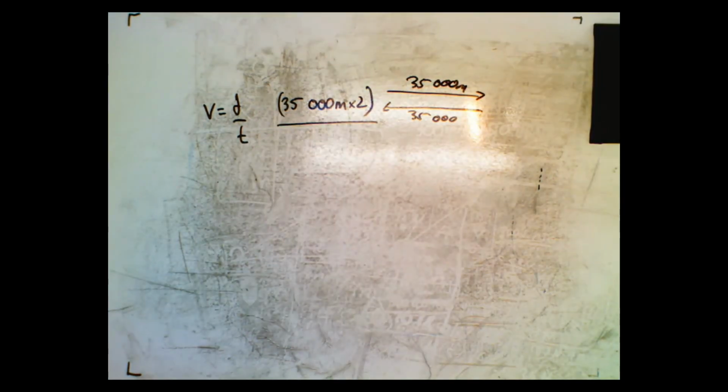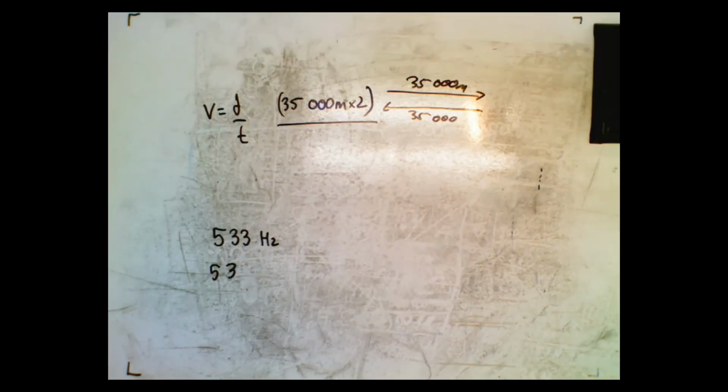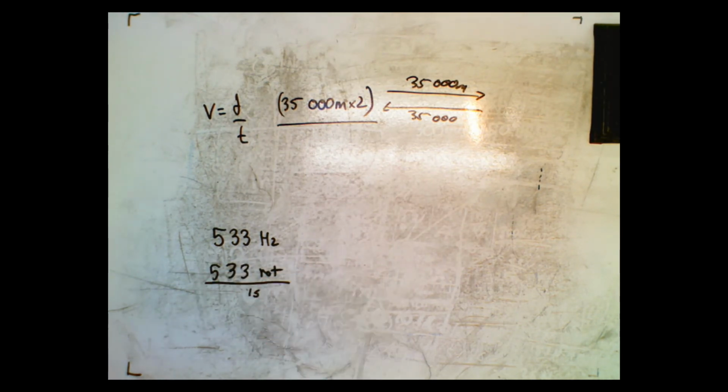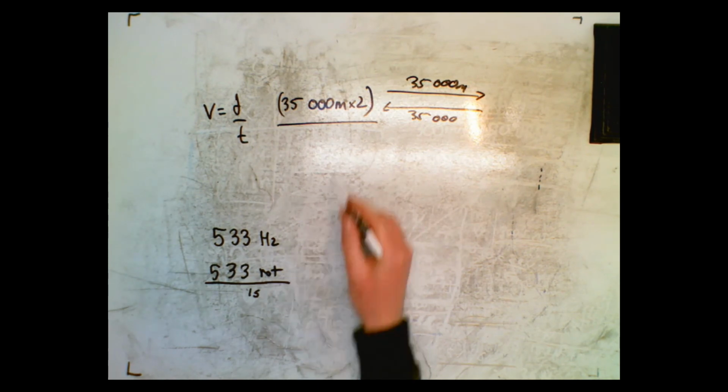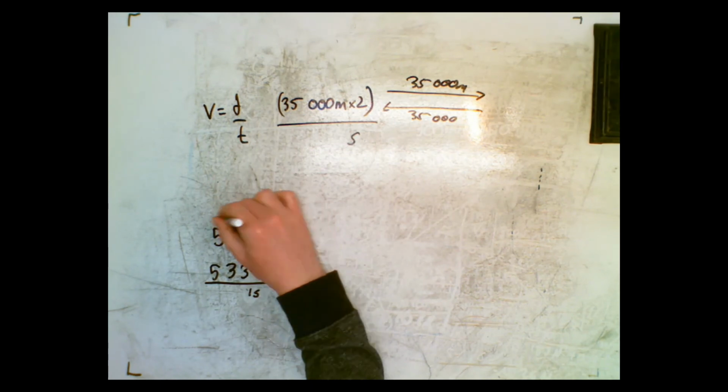The question originally said that he had to spin at 533 hertz. 533 hertz is the same thing as 533 rotations per every 1 second. So this is a frequency, that's not what we want for a time. We want our answer in seconds. So what we should do is take 1 over that.